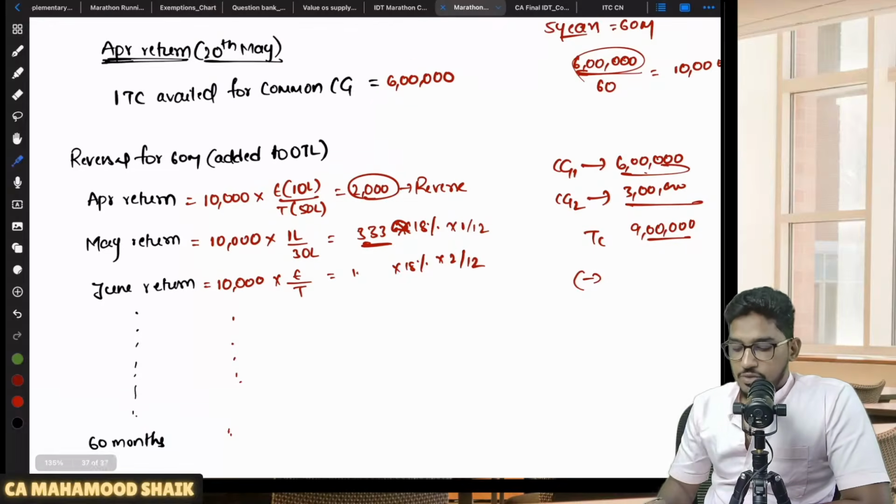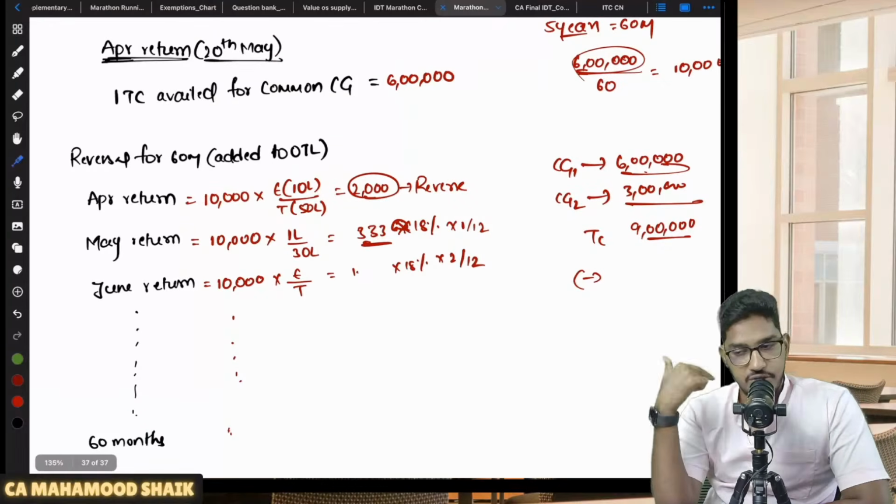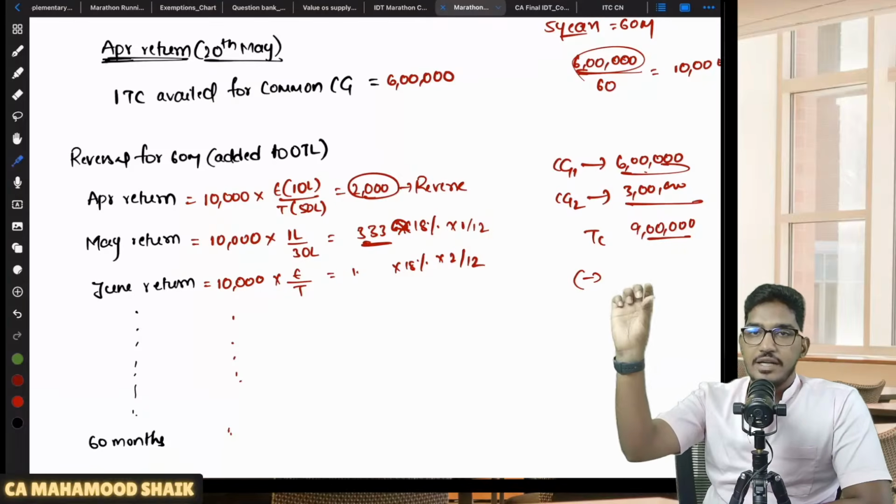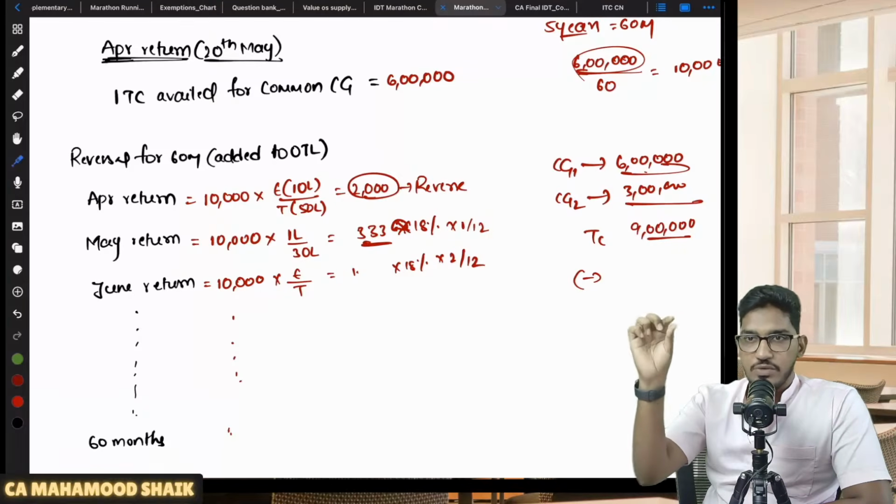So when it comes to common capital goods, what you should do is, first, capitalize the ITC. Then you have to assume that the useful life of that common capital goods is going to be 60 months. Each month, calculate what the amount will be. How to calculate it? Total ITC of that common capital goods divided by 60. You will get the monthly amount.